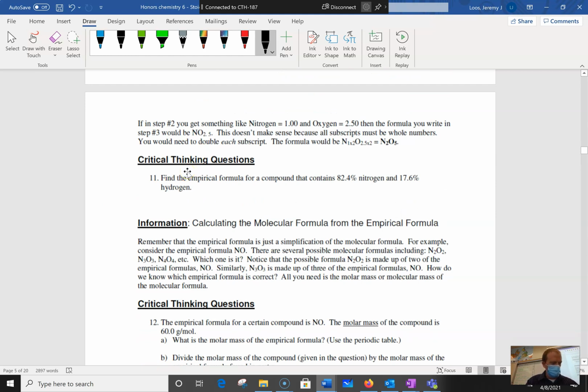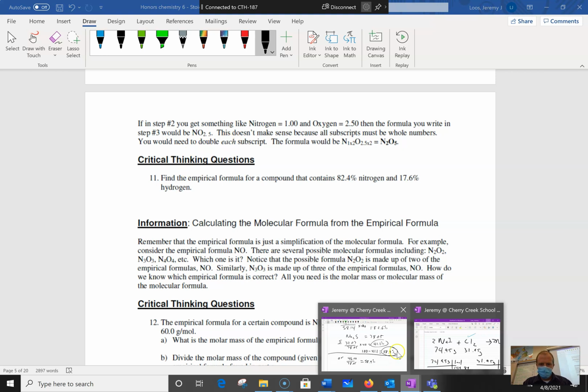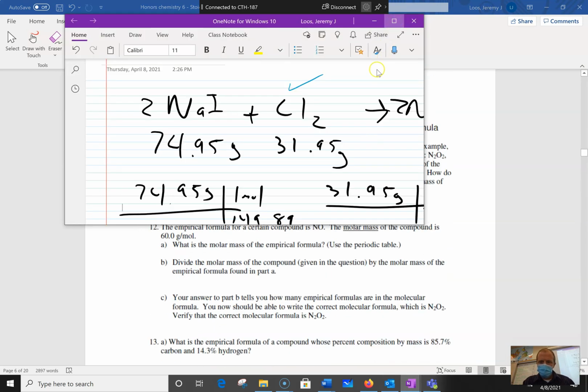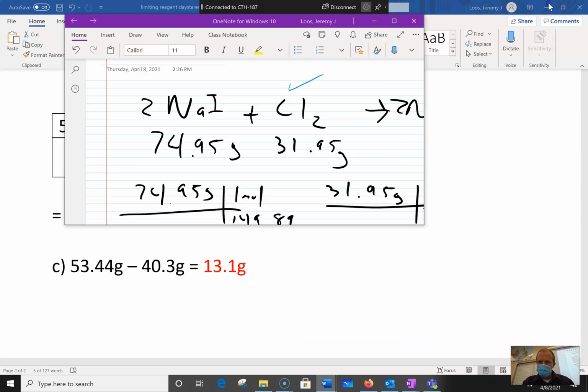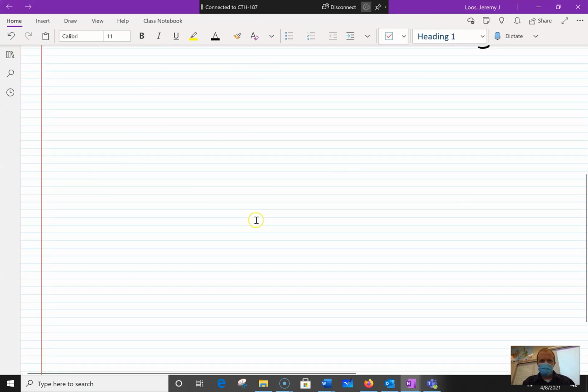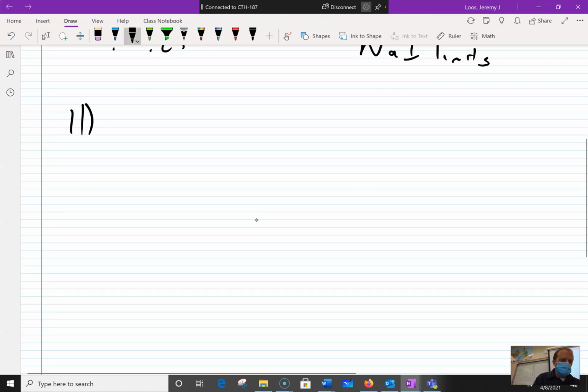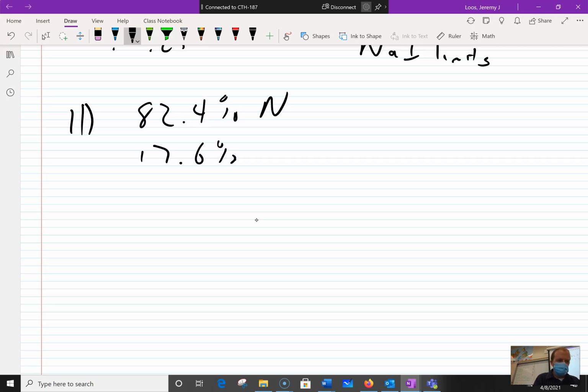And I think I'm going to go back to the notepad. This is number 11 on page 172. Hopefully I'm recording the right things here. Okay. So it says, find the empirical formula for a compound that contains 82.4% nitrogen and 17.6% hydrogen.